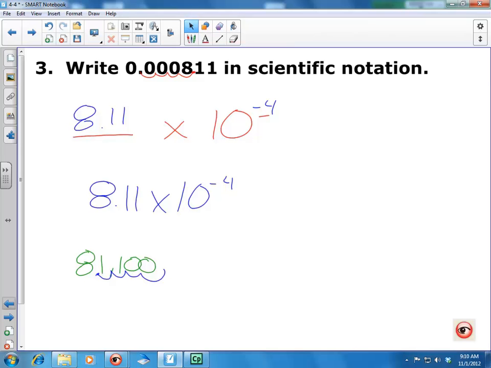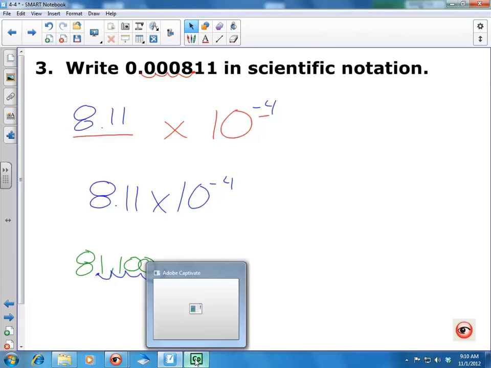All right, any questions on that? Yes, sir. Yes, because the number is larger than 1. Remember, if the number is larger than 1, you're going to have a positive exponent. If the number is smaller than 1, it's going to be a negative exponent. Okay? All right, any other questions on that? Yes, sir? No, standard notation means write it like a regular number.